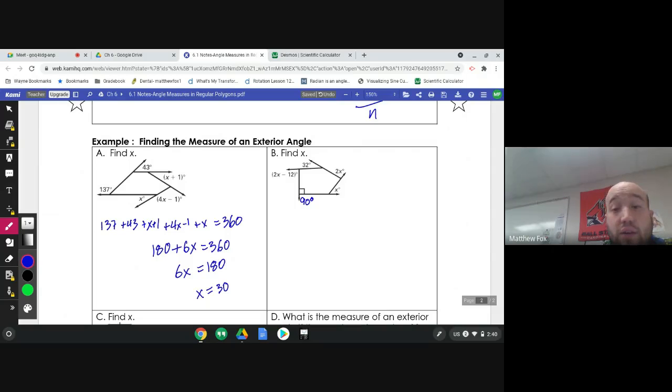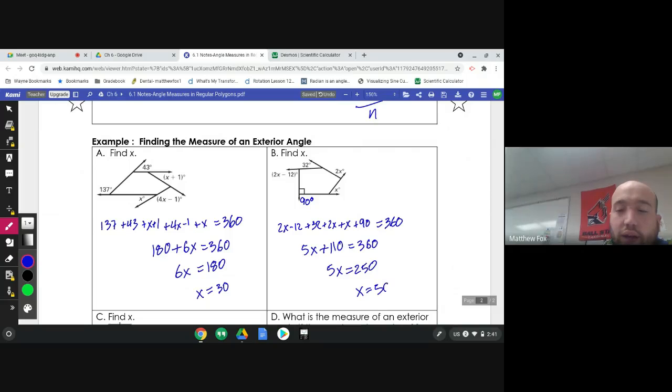So once again, I know they'll add to 360. I can do 2x minus 12 plus 32 plus 2x plus x plus 90. If I add all that up, I'll get 360. Combine our like terms. So 2x, 2x, and x gives us 5x. Negative 12 plus 32 is 20. Plus 90 would be plus 110. That all equals 360. Take away 110, we'll get 5x equals 250. Almost done. Just divide, and we get x equals 50.